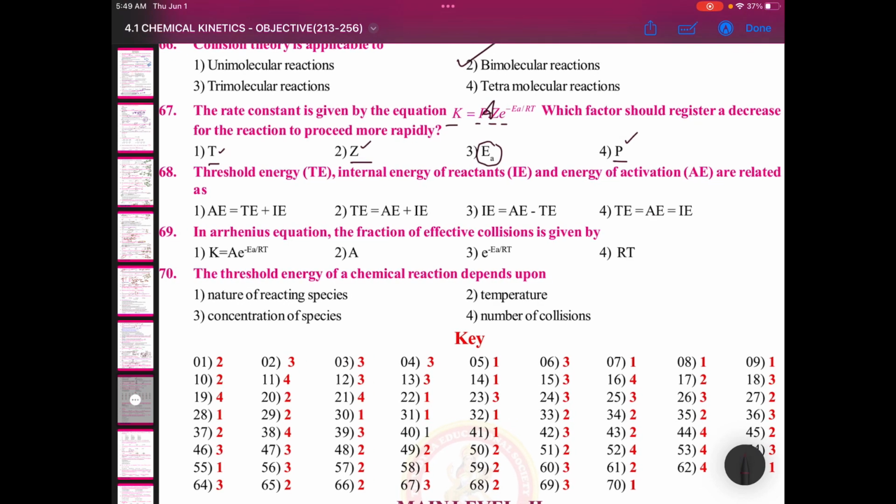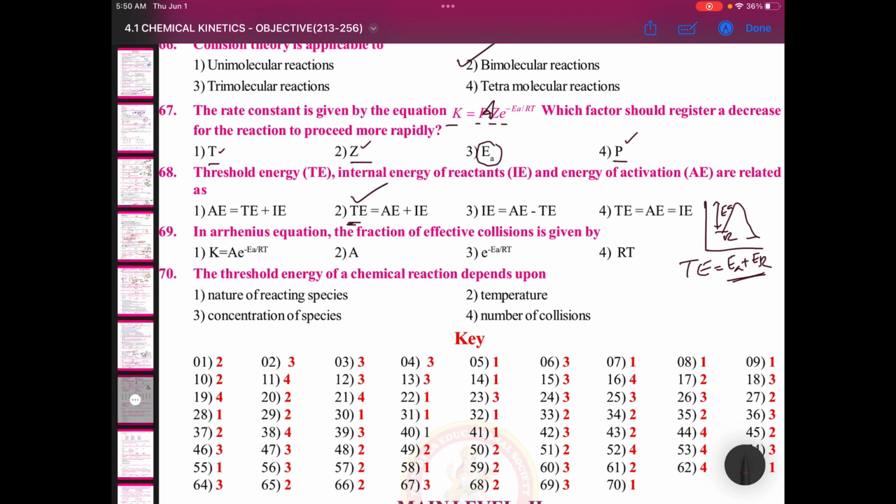Threshold energy. What is threshold energy? For example, this is the energy of the reactants and this is the activation energy. So threshold energy is equal to the energy of activation plus the reactants' energy. Reactants' energy plus activation energy sum is known as threshold energy. So threshold energy is equal to internal energy plus activation energy.